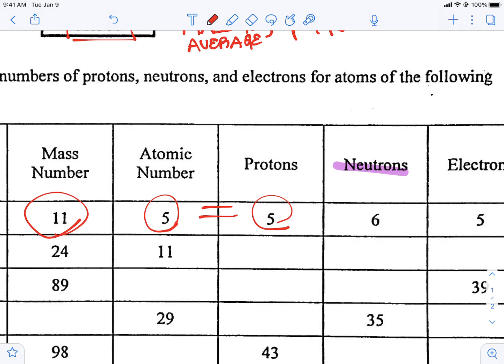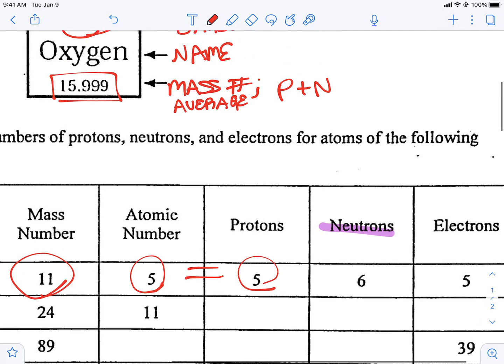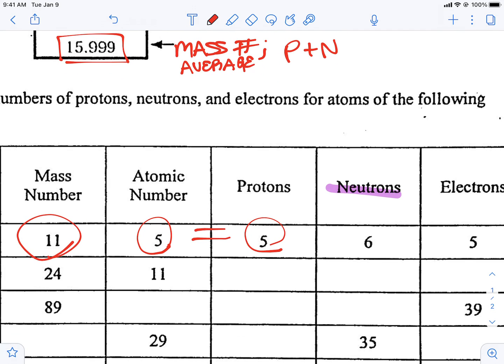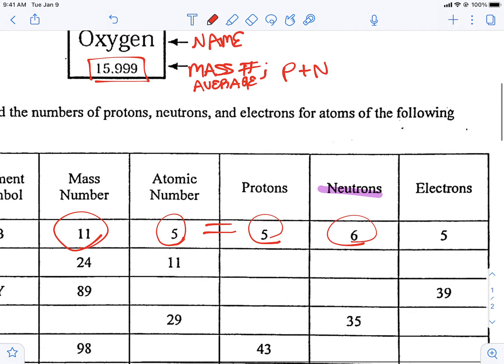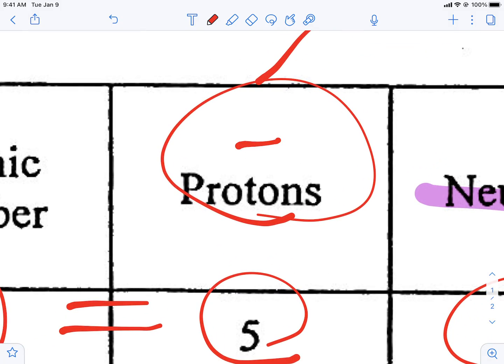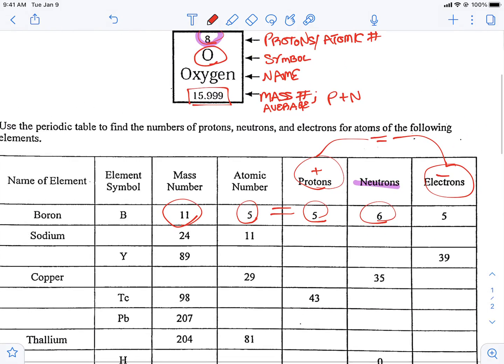You have to take 11 minus 5 protons to figure out how many neutrons are in your mass. 11 minus 5 will be 6. And then your electrons, for the sake of this activity, are going to equal the protons. The reason is that a proton is positively charged and an electron is negatively charged.